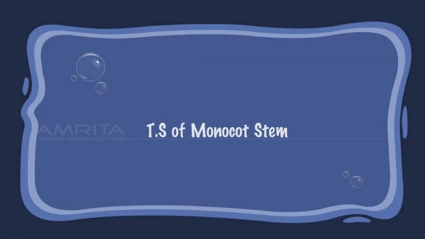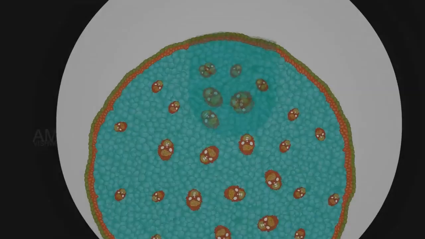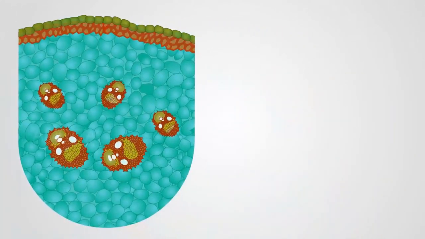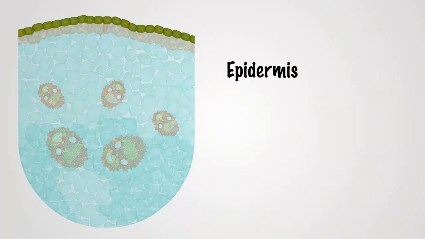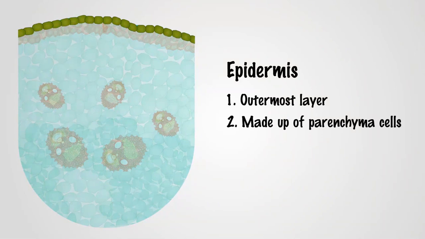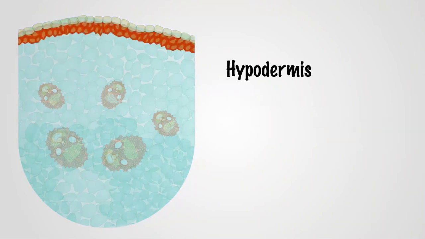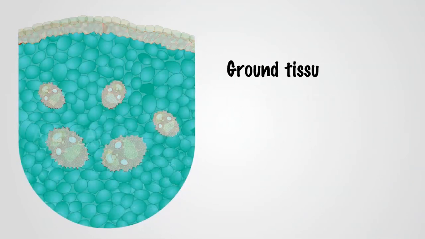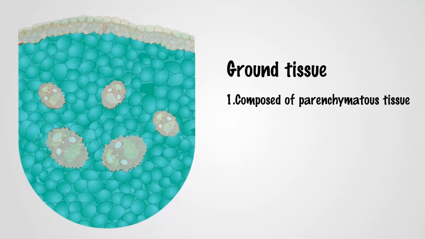TS of monocot stem. We can observe the TS of a monocot stem through the microscope. The monocot stem has an outermost layer made up of parenchyma cells known as epidermis. Below the epidermis lies the hypodermis and is made up of a few layers of sclerenchymatous cells. Ground tissue is composed of parenchymatous tissue and extends from hypodermis to the center.